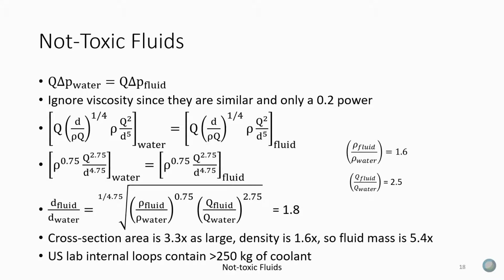Just by comparison, when we look at the US lab internal water loops, those contain 250 grams of fluid. So when we're trying to save 100 kilograms, it doesn't make sense to spend several hundred kilograms to save it. So that's why you've got to look at the whole picture when you're looking at non-toxic fluids and single loop systems, and make sure that you understand what you're trading and what makes sense.